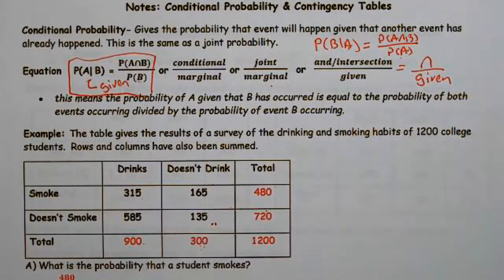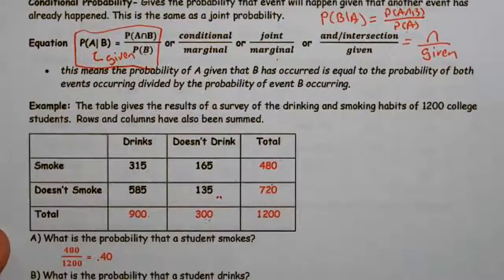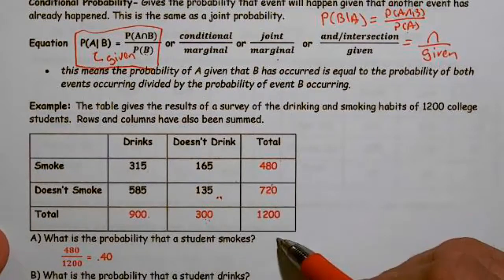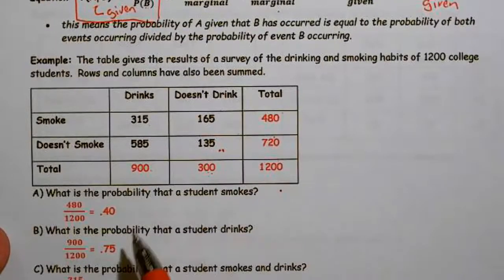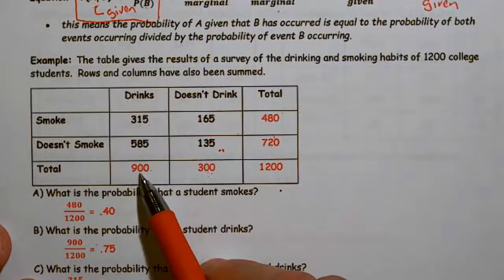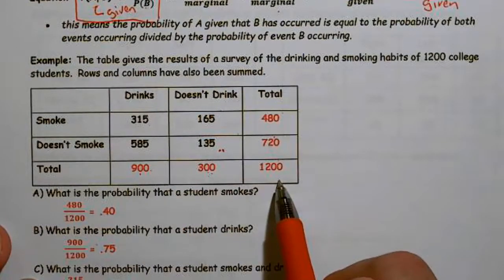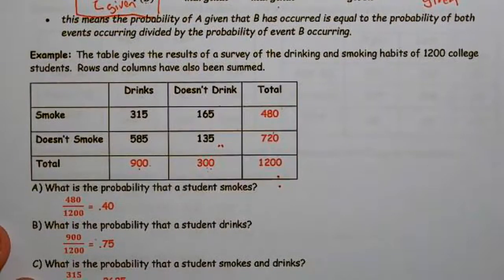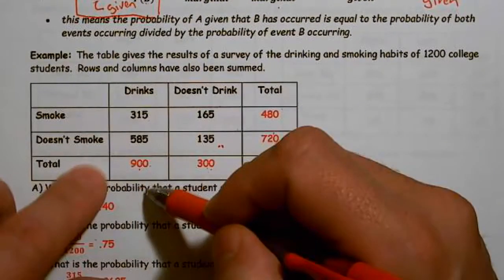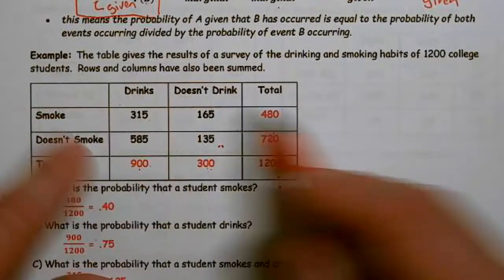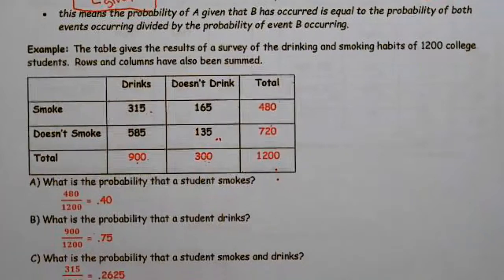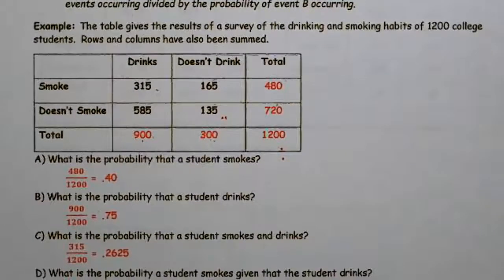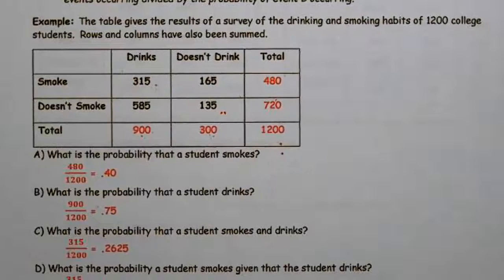Okay. So what's the probability that a student smokes? Well, that's simply 480 out of the total population of 1,200. What's the probability that a student drinks? That's basically 900 drinkers out of a total of 1,200. What's the probability a student smokes and drinks? Well, that would be the intersection, and the intersection is here at 315. So 315 over 1,200.